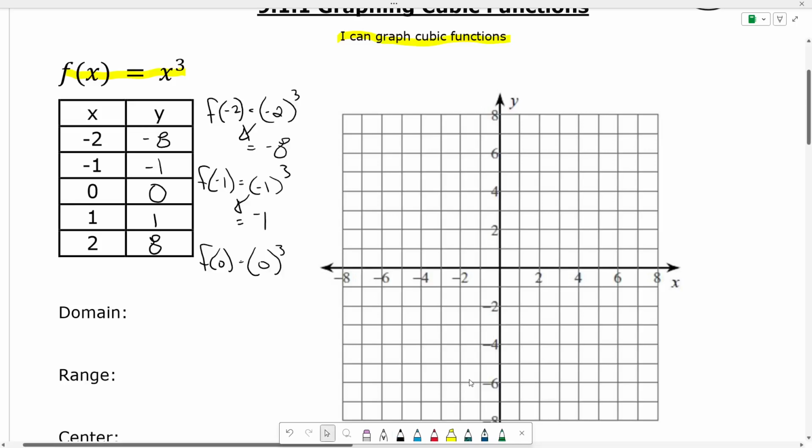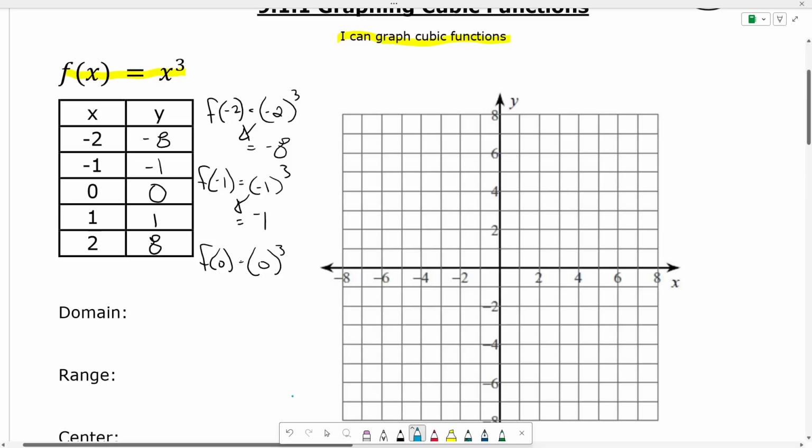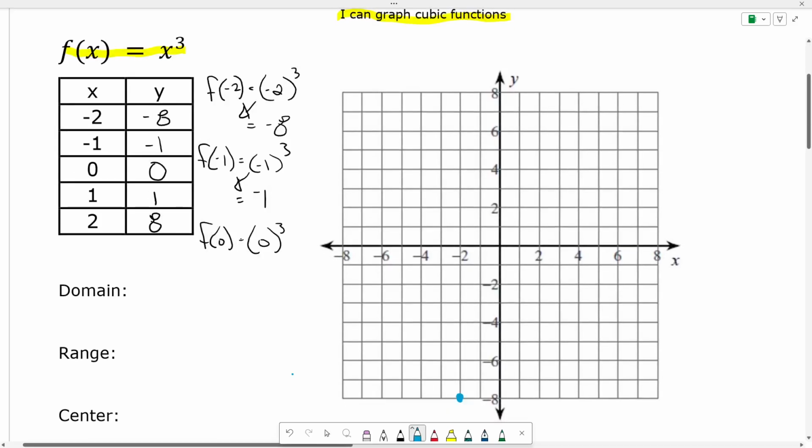Now that I have these, I need to go in and graph them. So let's graph my points. I'm going to graph these using a blue marker. Let's make it a little bit bigger so we can see them. Alright. So I have negative 2, negative 8, way down here at the bottom of my graph. Next I have negative 1, negative 1. That's a pretty big jump up. Next I have 0, 0. I've got 1, 1, and 2, 8.